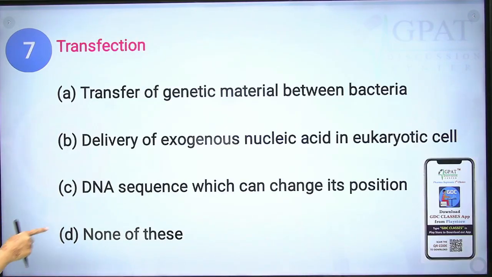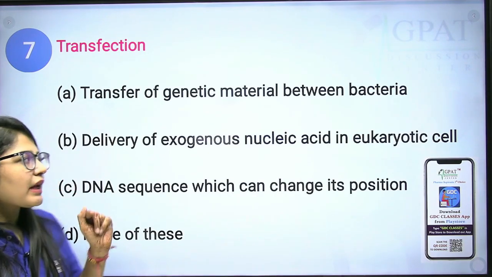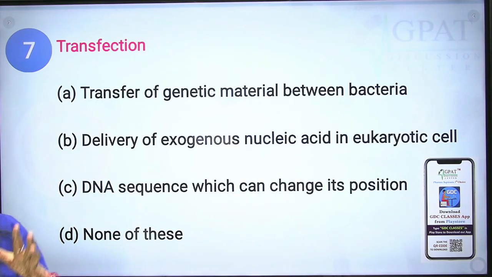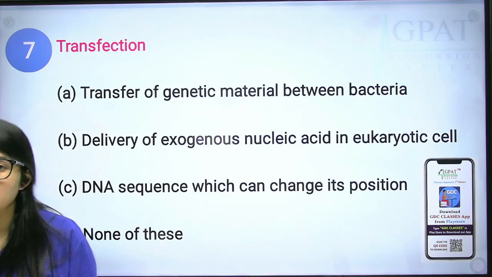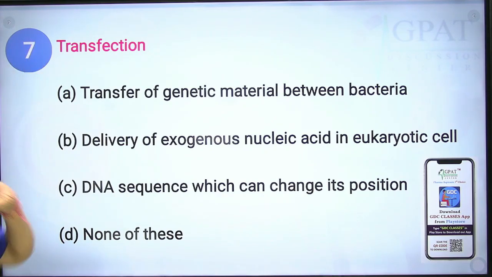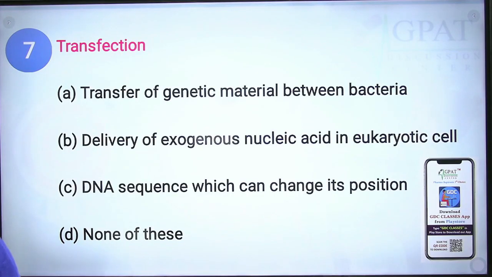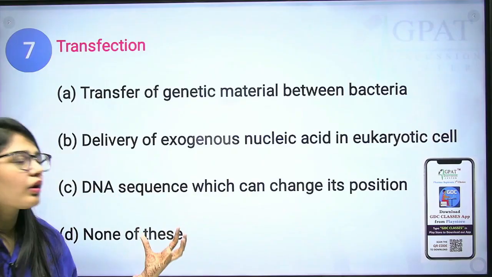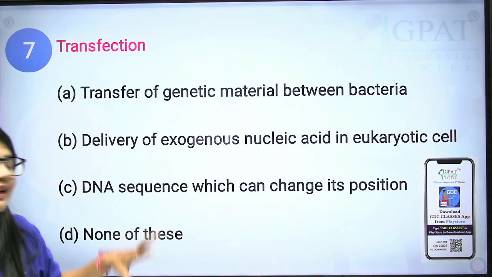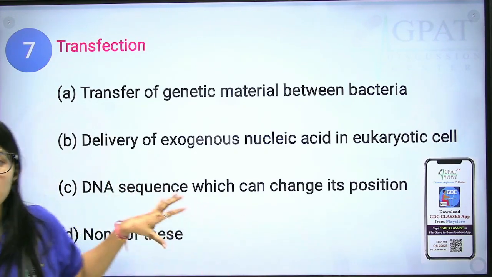Okay. Now let's move on to question number 7, that is transfection. What is transfection? Okay. Option number 1, transfer of genetic material between bacteria. This is the process of transformation, or transduction or conjugation in bacteria, but not transfection. Clear? Next we have delivery of exogenous nucleic acid into a eukaryotic cell. This introduces external DNA or RNA into the eukaryotic cell. But yes, exactly, this is the correct definition of transfection.